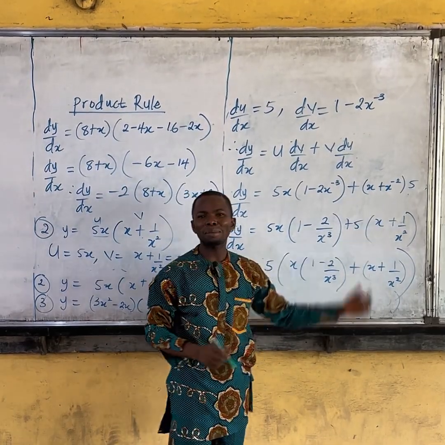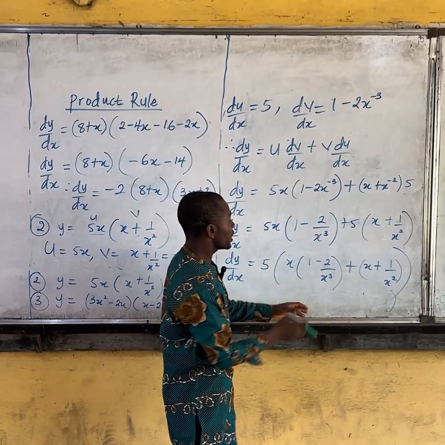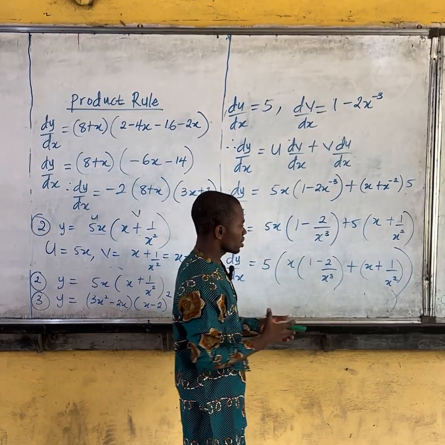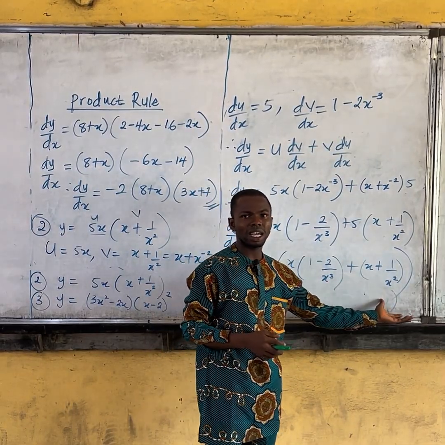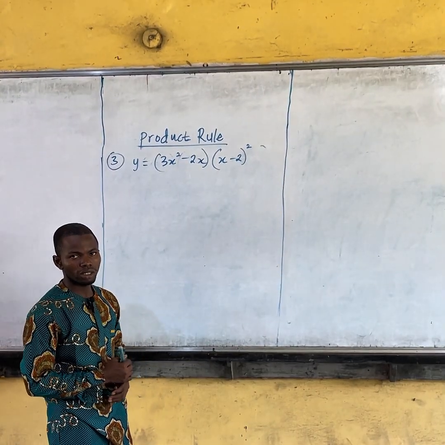In fact, I can still go extra mile. That is product rule. If you like, you can stop here. If you like, you can still expand. So we can stop here. That's our final answer for product rule. Now, let's go to question 3.